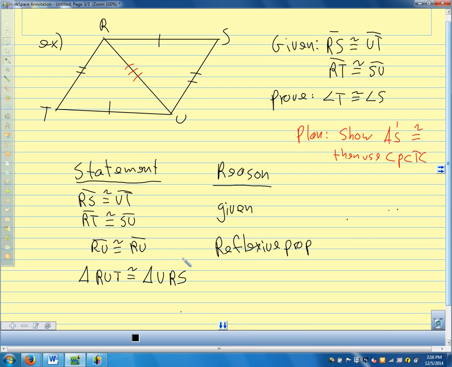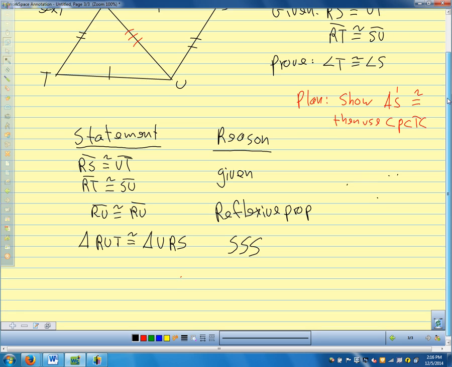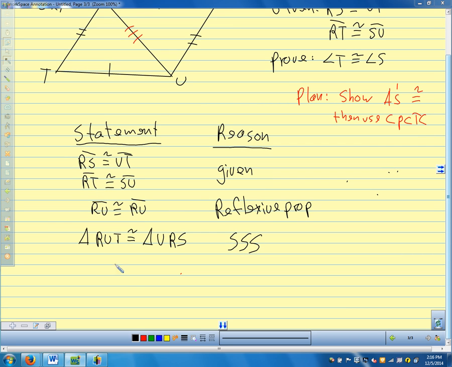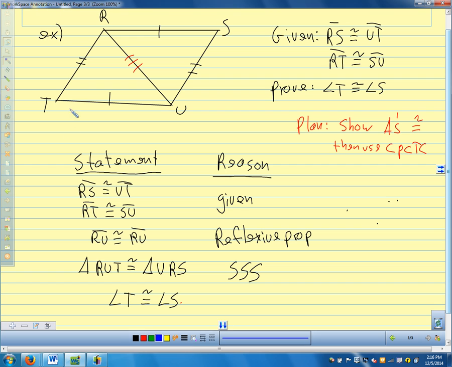All right, so let's double check here. UT, is UT congruent to RS? Yes, so we're good. And what's our reason here? What are our congruent parts? Read them in order as we go along the triangle. Side, side, side. And now we can say angle T congruent to angle S. So that's what we were trying to prove, is that this angle is congruent to this angle, and our reason, CPCTC.